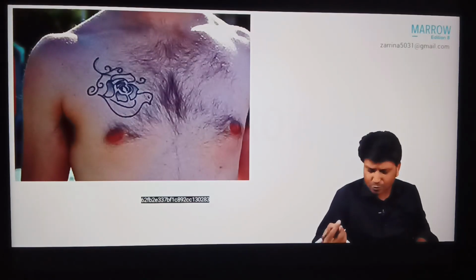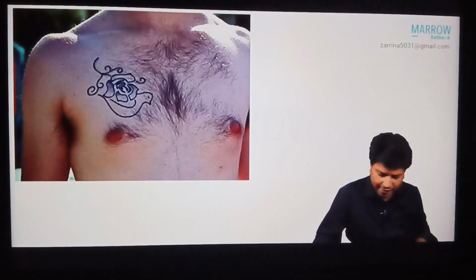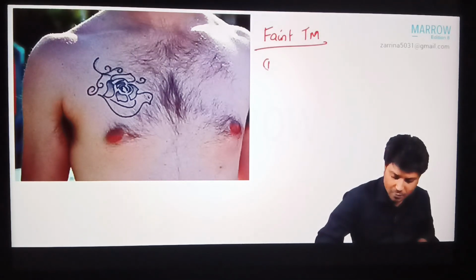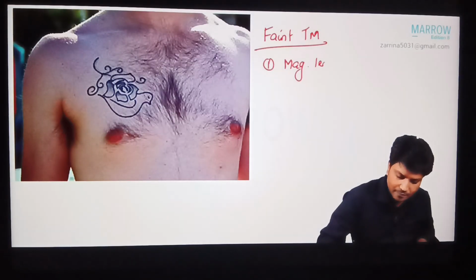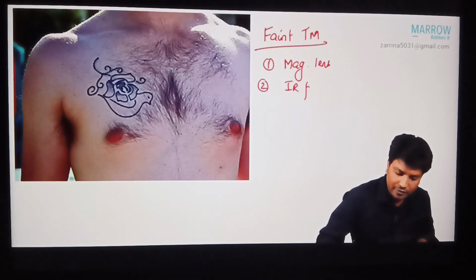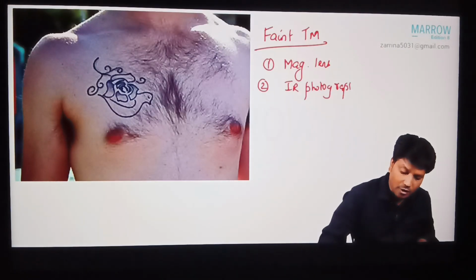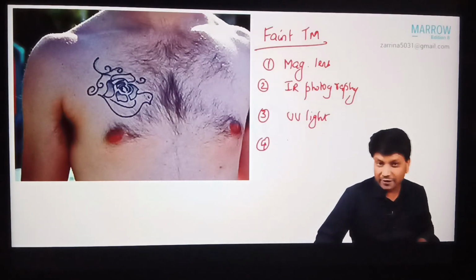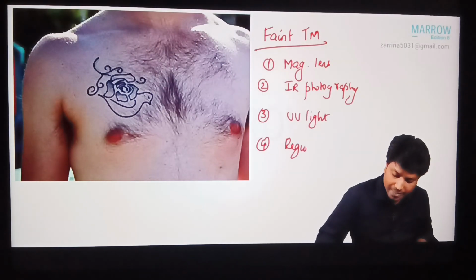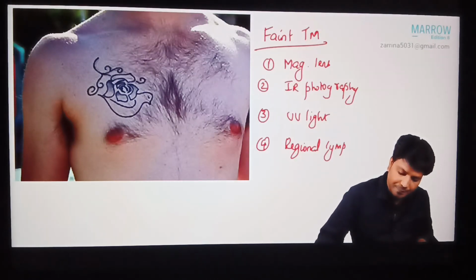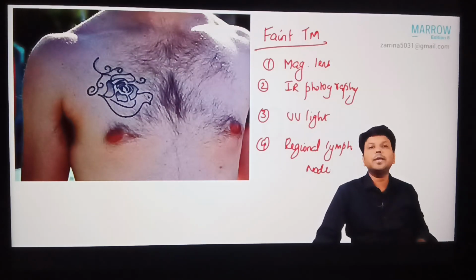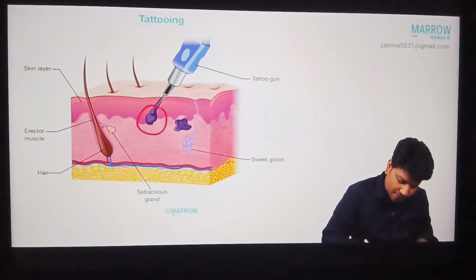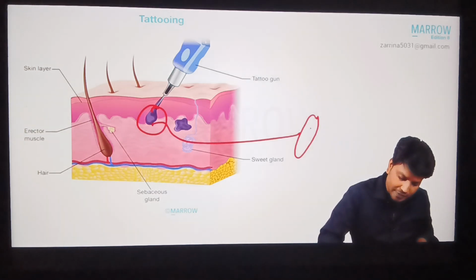Fine? Tattoo marks. This is so high yield. If the tattoo marks are so faint that they are not visible, how will you make them visible? Number one, you can examine with a magnifying lens. Number two, you can use infrared photography to examine that, or you can as well use UV light. And remember, the most important one is, if nothing is visible, you can examine the regional lymph node. When you examine the regional lymph node, you'll be able to see the pigment of the tattoo there also, because whenever you inject the dye into the skin, through the lymphatics, it will be deposited in the regional lymph node.